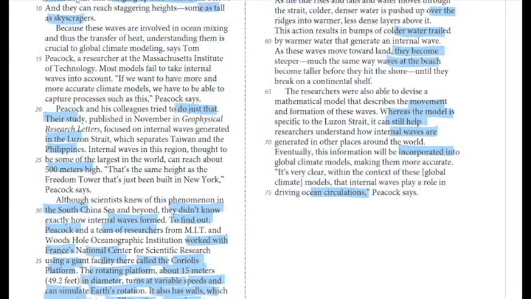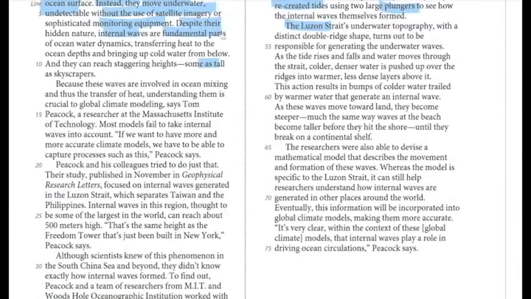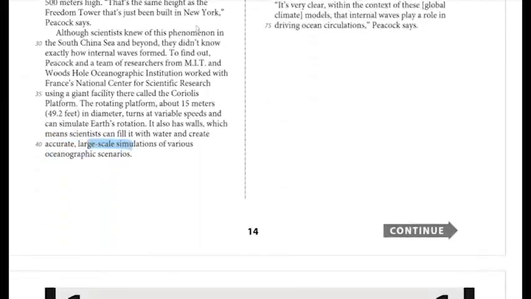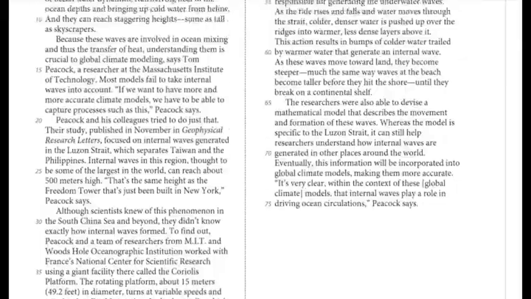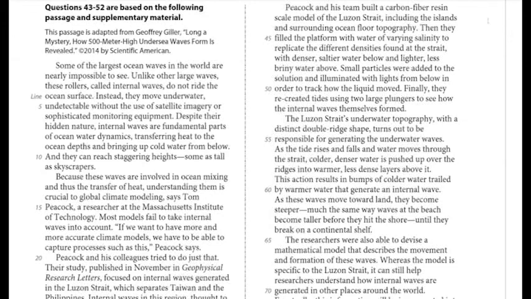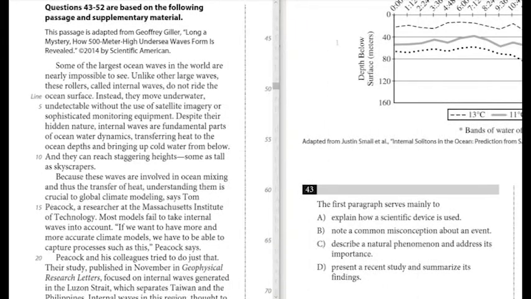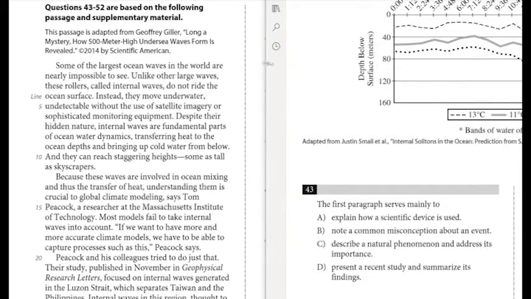The researchers were able to devise a mathematical model that describes the movement and formation of the waves. Whereas the model is specific to Luzon Strait, it can still help researchers understand how internal waves are generated in other places. Eventually, this information will be incorporated into global models, making them more accurate. "It's very clear within the context of these models that internal waves play a role in driving ocean circulations," Peacock says.